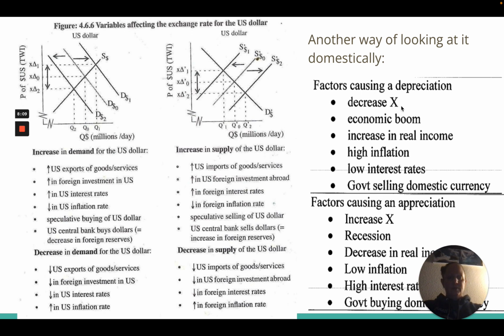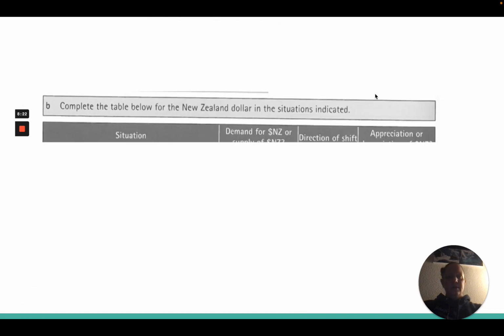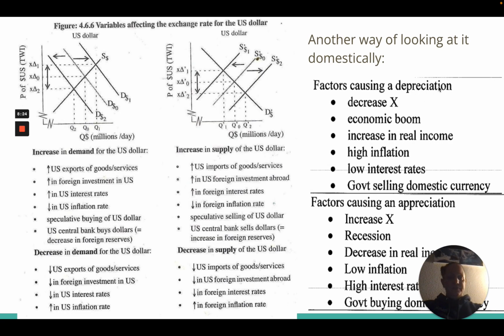X in this case means exports. So a decrease in the amount of exports that are being consumed will cause the demand for the currency to fall. If the demand for the currency falls, the price goes down. If the price goes down, this is a depreciation. Factors causing an appreciation. This would cause the price to go up. This would be caused by demand shifting to the right or supply shifting to the left. These are the factors here.